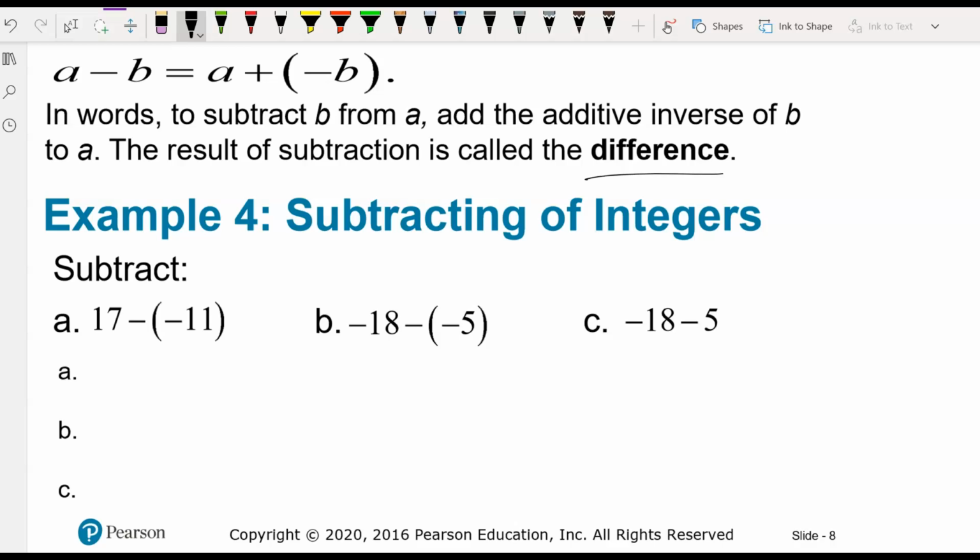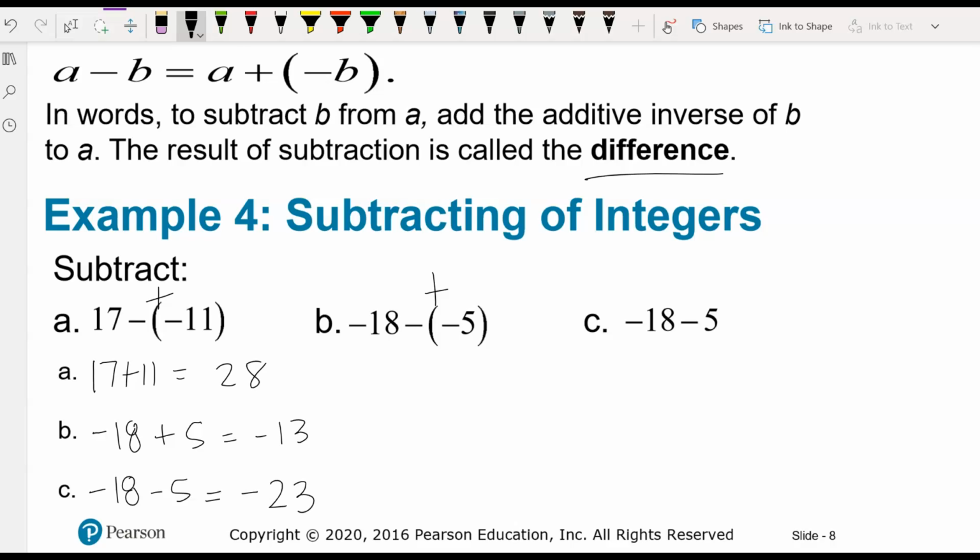So we have 17 minus a negative 11. When we have two negatives together, that makes a positive, so we'll get 28. All right, then we have a negative. This turns to positive. So negative 18 plus 5 is going to be negative 13. All right, and then we have two negatives together, so that's going to make a bigger negative. The signs won't change, so that's going to be negative 23.